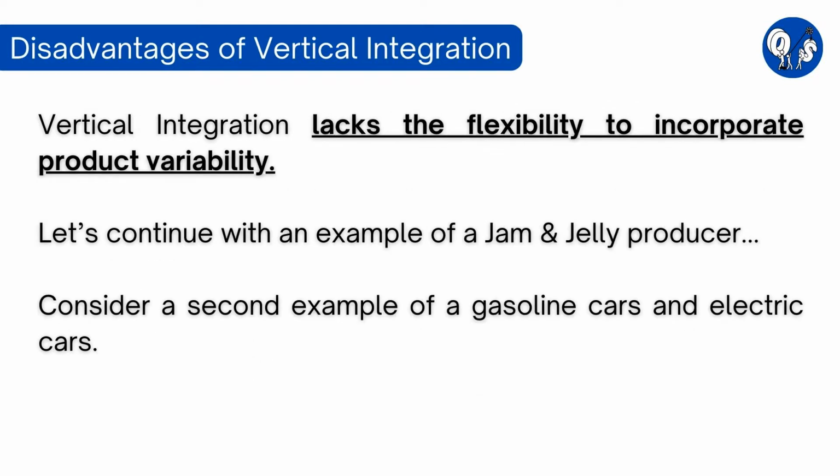What is the disadvantage of vertical integration? Although vertical integration gives a company strong internal control, it lacks the flexibility to incorporate product variability. Let's continue with an example of jam and jelly producer and analyze how it is difficult for a vertical organization to bring about product variability. Let's say people's preference for jam and jelly has changed, and now they prefer to have jam ice cream or jelly ice cream rather than having it directly as a spread on a bread slice. But since you don't have any infrastructure to produce an ice cream, it will be difficult for you to produce jam and jelly ice cream.